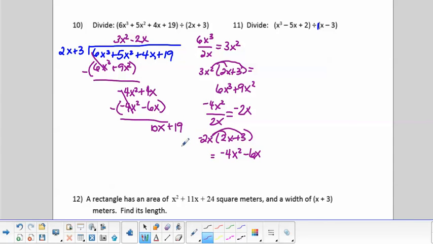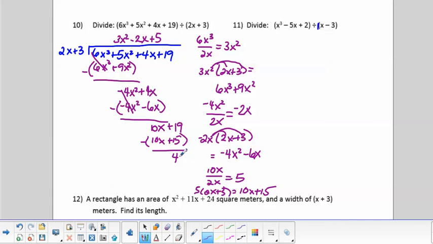So now we're thinking 10x divided by 2x. And I get 5. So I put the plus 5 here and multiply 5 times 2x plus 3. I get 10x plus 15. And subtract, and I have a remainder of 4.